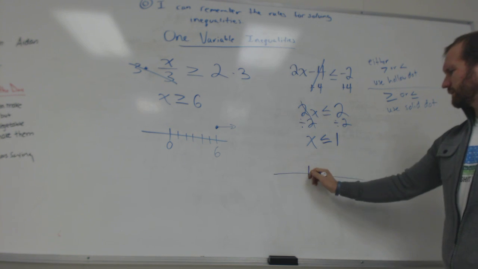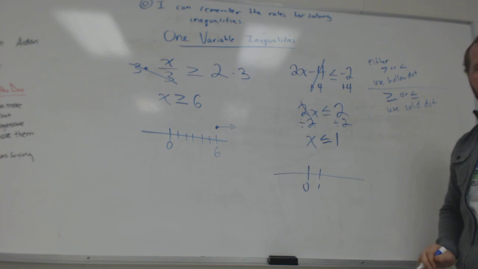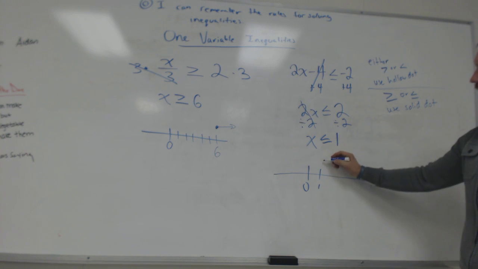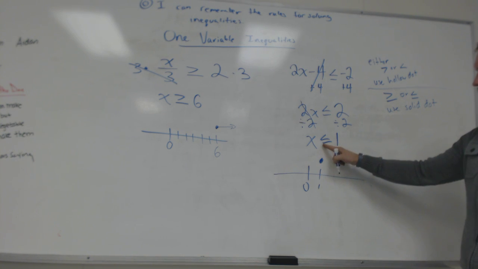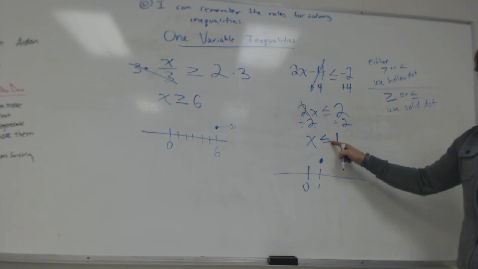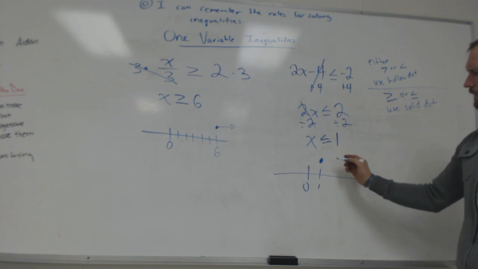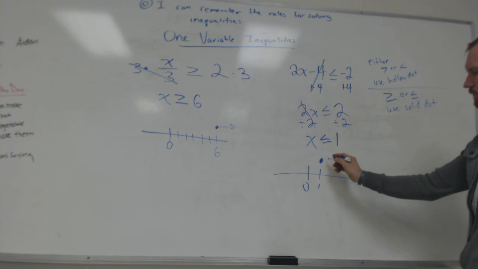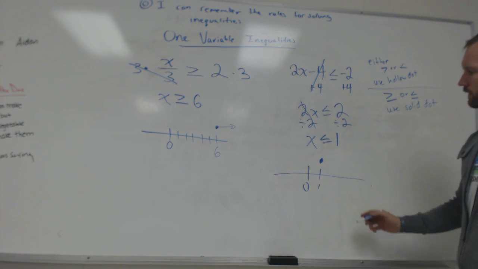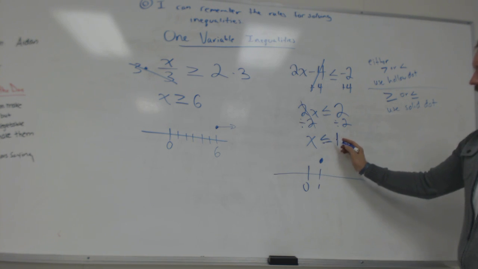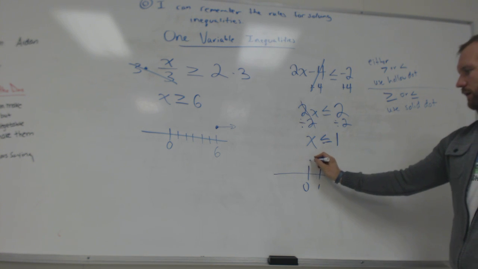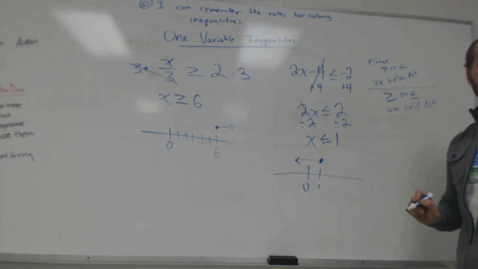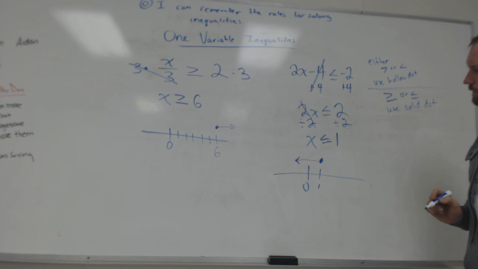Number line 0, 1. Am I going to use a hollow dot or a solid dot? Solid. How come? Because it has the equal to. So that means a solid dot. Which direction do I make my arrow go in? To the left or to the right? The right. In this case, we have less than, which goes to the left. Yeah. Less than to the left.